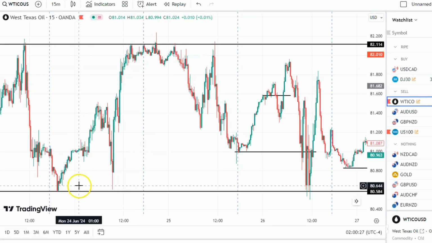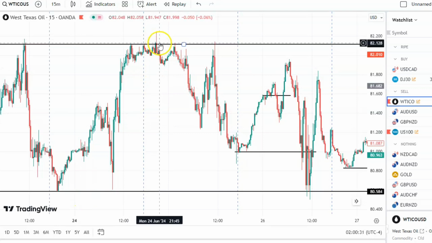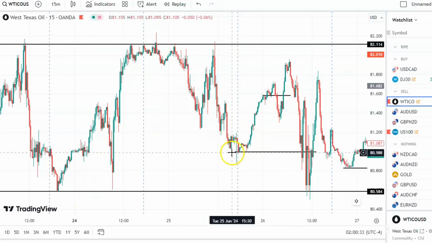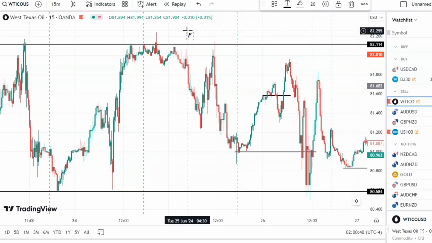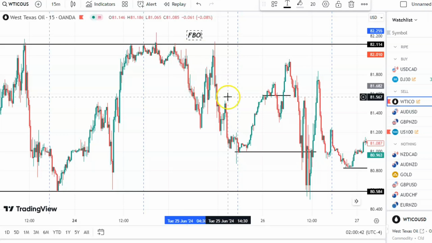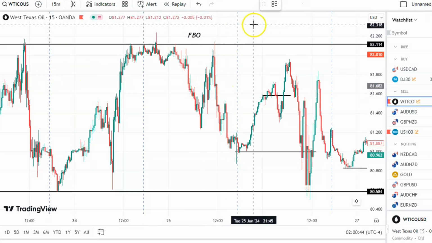And so, Monday sets the high and the low of the week. Tuesday breaks out, closes back inside of the range. So, this is what we call a failed breakout. Now, when we get a failed breakout at the high of the week, that means sell the next day.